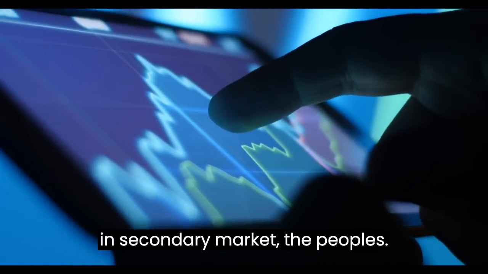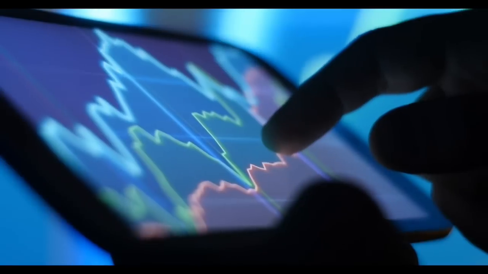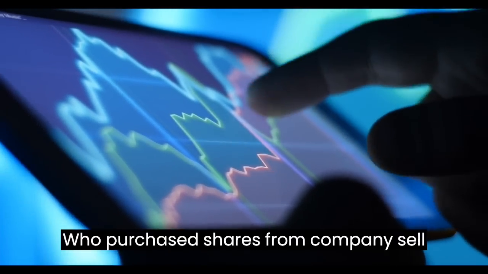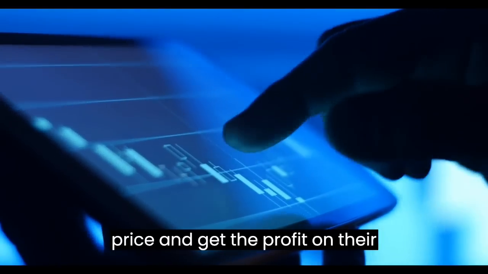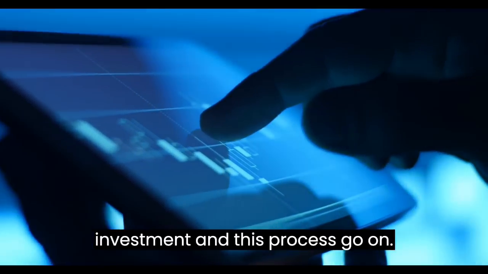Whereas in the secondary market, the people who purchase shares from the company sell the shares at a higher price and get a profit on their investment, and this process goes on.